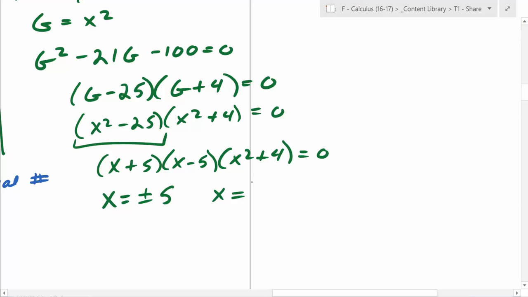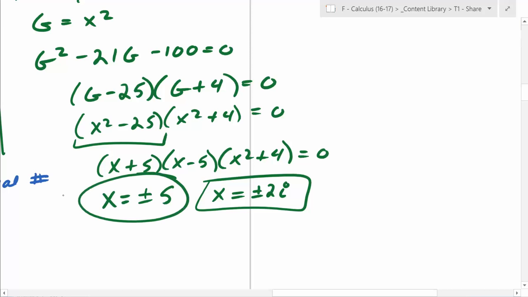There can't be x in your answer. So x is equal to what number? Plus or minus 2i. Ah, I see what you're saying. Plus or minus 2i, yeah. That would be the 4. So these I'm not expecting you to have. I would only expect you to have these right there.